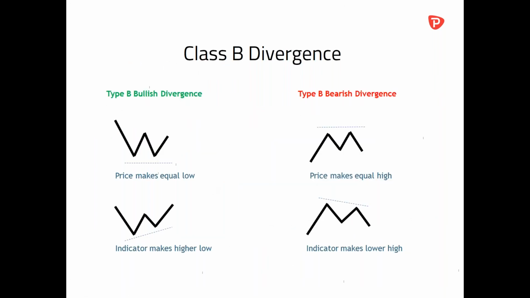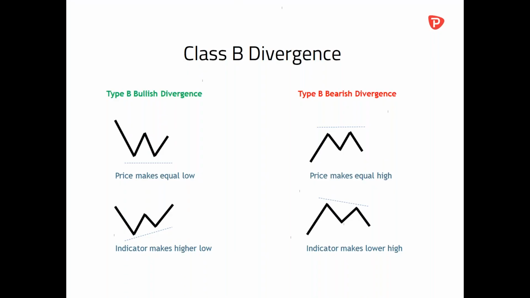So here's an example of class B. And Tyrone, do you want to go through this one? Okay, so with class B, it's a little bit different to the class A in that we can see that the price has made an equal low, so basically forming what looks like a double bottom, and the indicator has made a higher low.